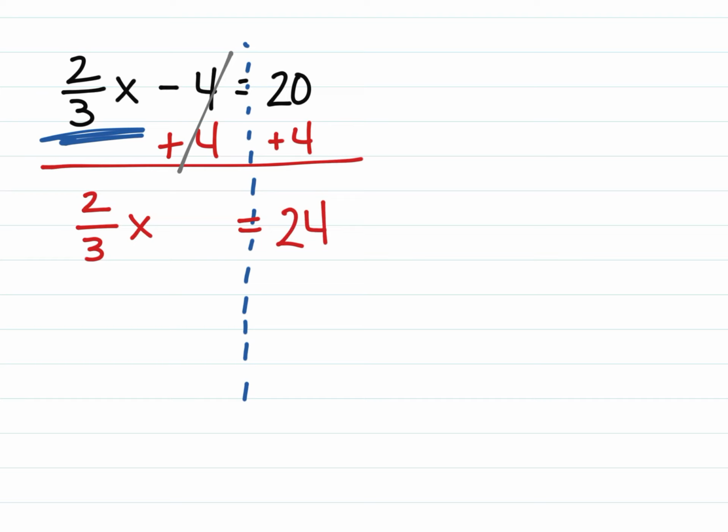Typically, when I have a number and a variable, like if it said 2x equals 24, I would split up the variable into how many variables there are. So I would break them up into 2 groups. Over here, I have a fraction. So I need to divide by 2/3.